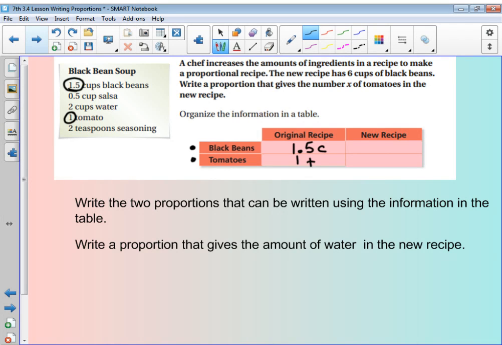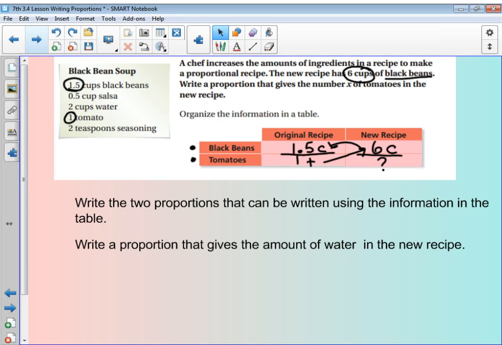Okay, so our new recipe requires 6 cups of black beans. My black beans was my top number, so I'm going to put 6 cups here. And now I need to solve for this. If I look at it as fractions, I'm going to cross multiply, divide, and solve. So if I cross multiply, 1 times 6 is 6, divided by 1.5 gives me 4.